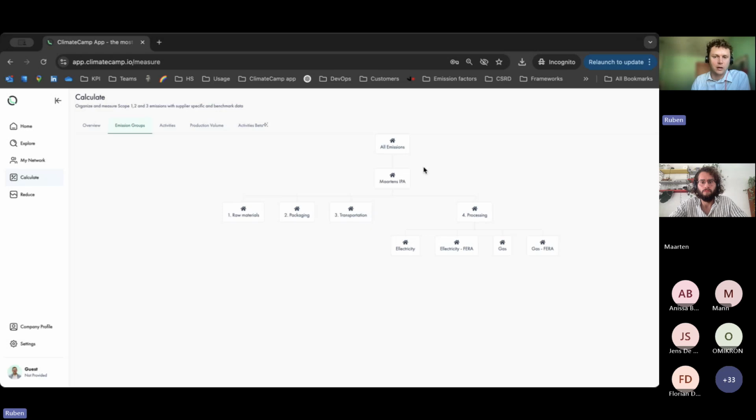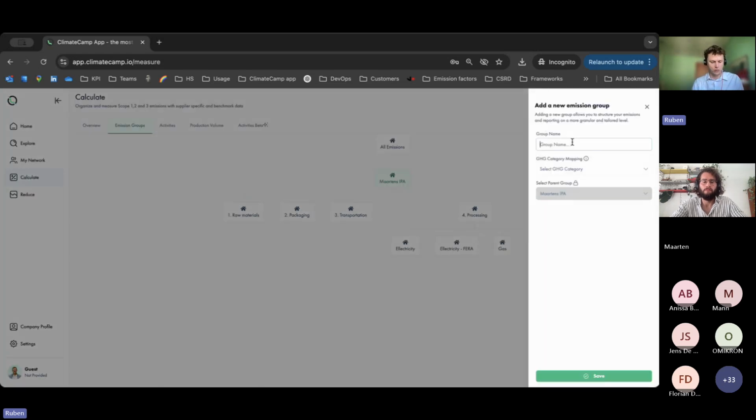However, as every production process is unique, it's actually possible in ClimateCamp for any customer to customize this production process themselves, or also to add additional life cycle stages to the PCF calculation. So as you can see here, I have set up Maarten's IPA, and I defined different steps like the raw materials, packaging, upstream transportation, processing, which I split into electricity and gas. And I would be able to add additional steps.